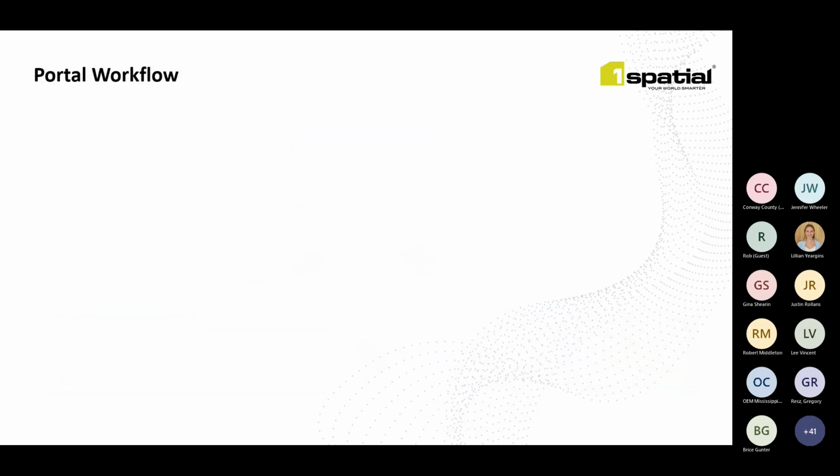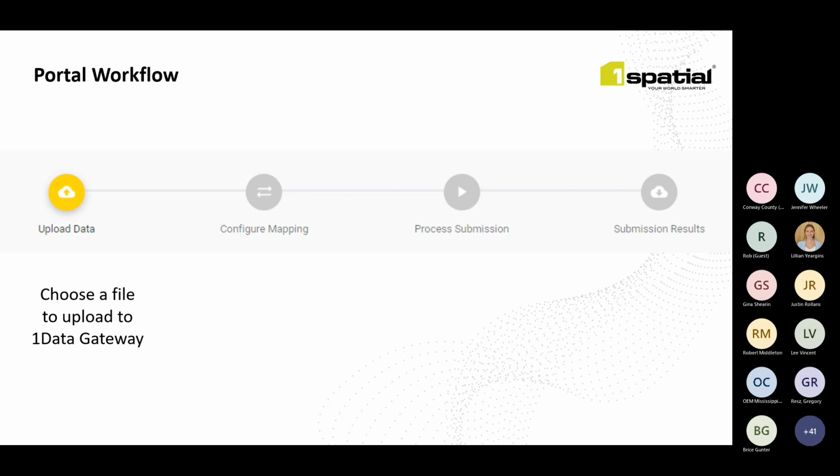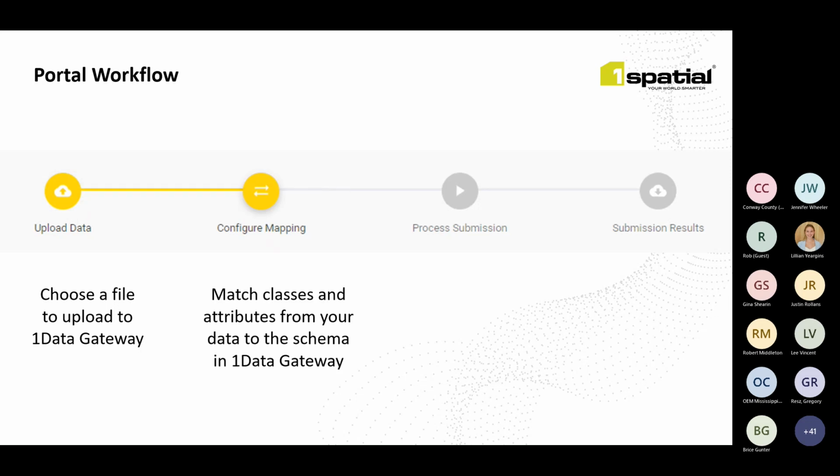I mentioned that our portal workflow has a stepped process, and you'll see this stepped process within the portal as I run a submission today. So the workflow within the portal itself begins with uploading data. So we're going to choose a file to upload to our portal. We're then going to go to configure mapping, and this is where we're going to match our classes and our attributes from our data sets to the schema within our portal. We'll then start the submission process.